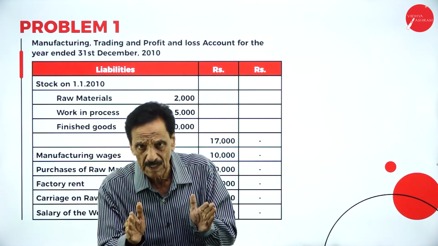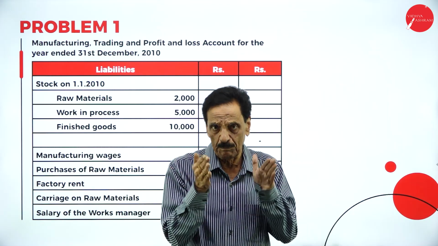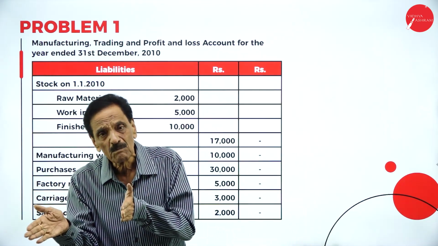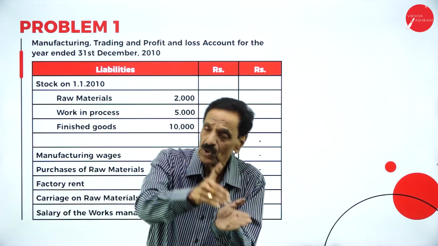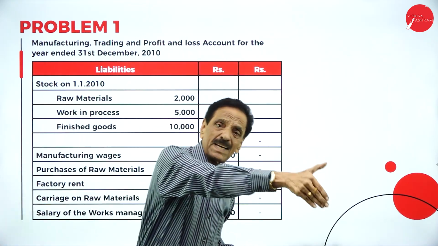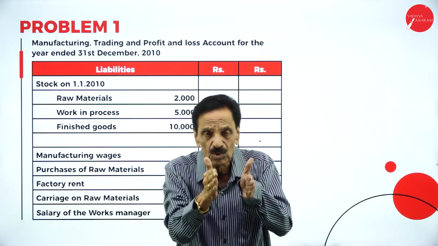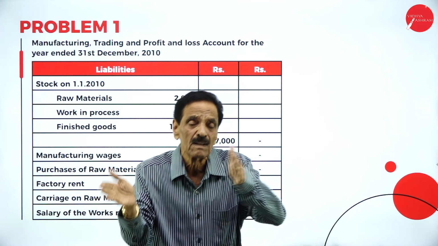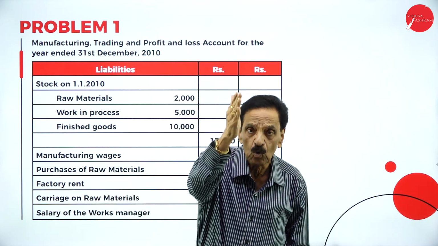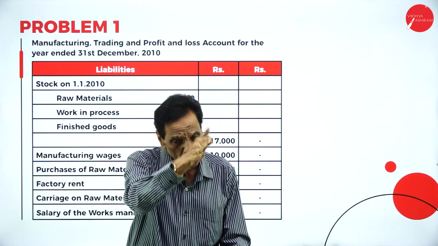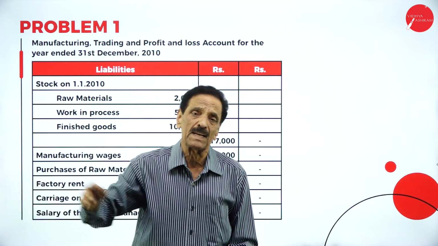What is manufacturing account? A manufacturing account is prepared to find out the cost of production. Then once you finish, it will be entered into trading account. So what is the format of the manufacturing account? It starts with opening work in progress, raw material consumed, opening stock of raw material, purchase of raw material, minus closing stock of raw material.